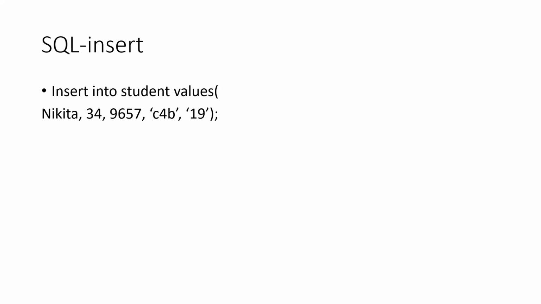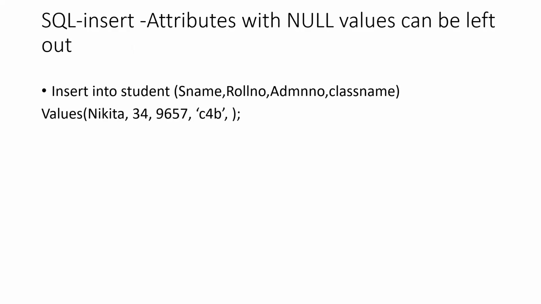Insert into table name values. This is the syntax of the insert command, the simple insert command. This is another variation of the SQL insert command. Here, some attributes, the null attributes, are not specified in the insert command. They are omitted. Insert into student, sname, roll number, admission number, class name, values Nikita, 34, 9657, C4B. Here the age is omitted.